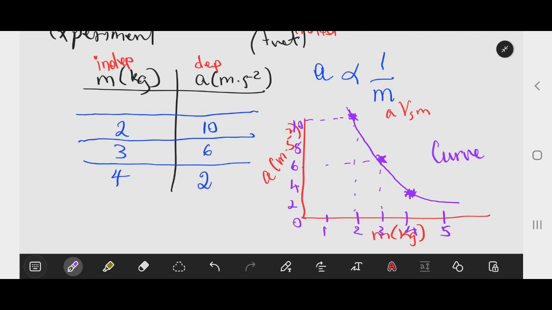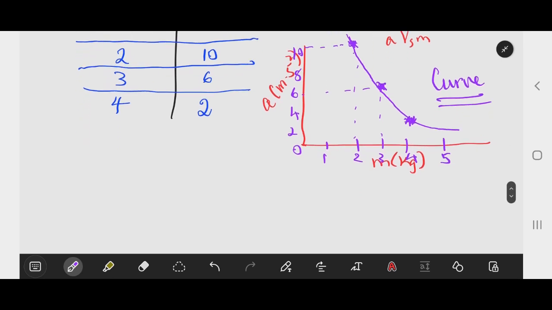But this is the relationship that we get between the acceleration and the mass, whereby we have acceleration being inversely proportional to the mass, right? And the type of graph that we get is a curved graph like that. So is it possible to apply the graph analysis for y equals to mx plus c? In this case, the answer is no, because this is not a straight line, but it is a curve, right?